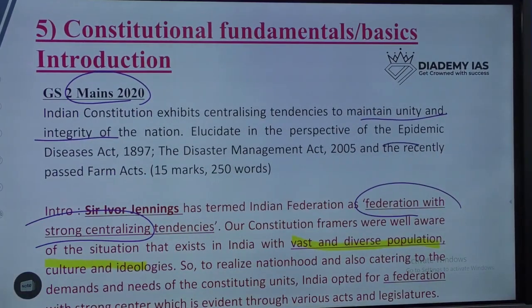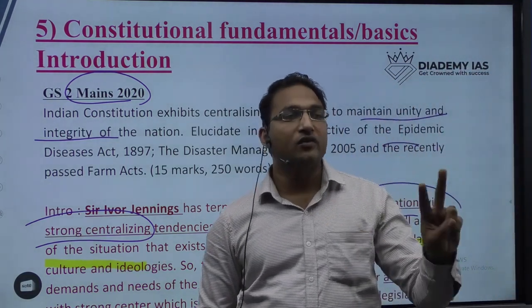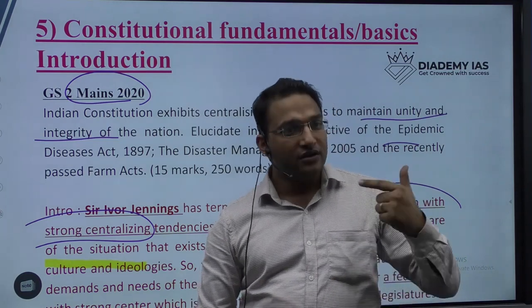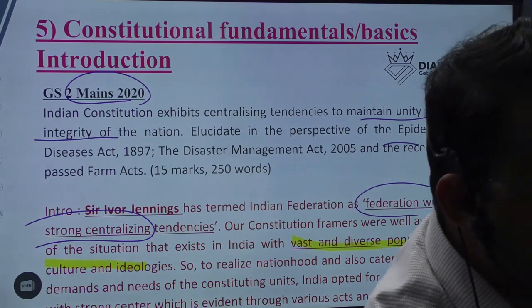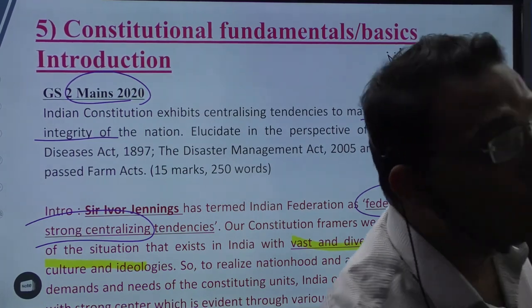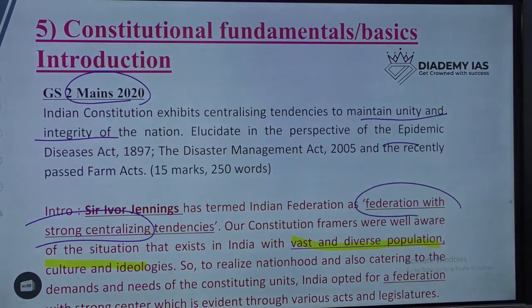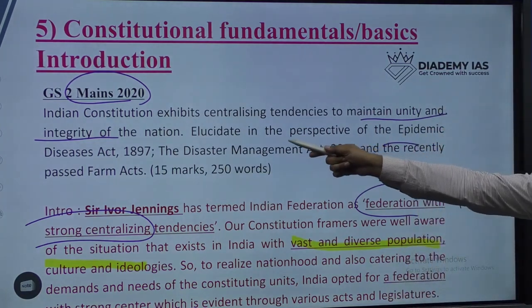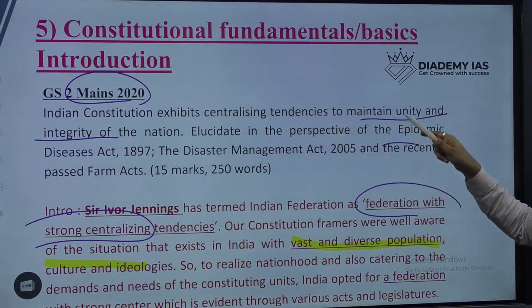Similarly here, Mains 2020 question, and you can see I am showing you the last 2 years' questions, 2020 and 2021, again and again, just to show you that we can use these in the latest questions. And there is a set pattern which is repeating itself, right? So here also you can see the question about the Indian Constitution exhibiting centralizing tendencies to maintain the unity and integrity of the nation, right?